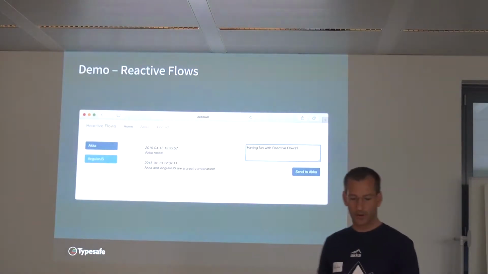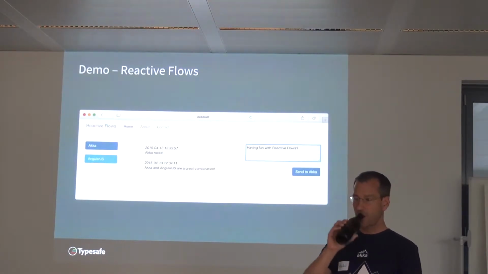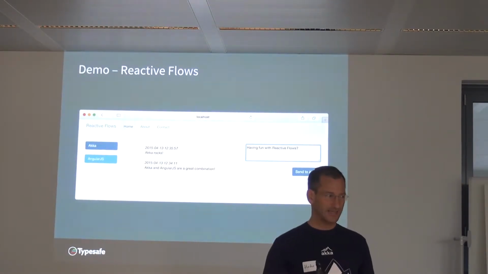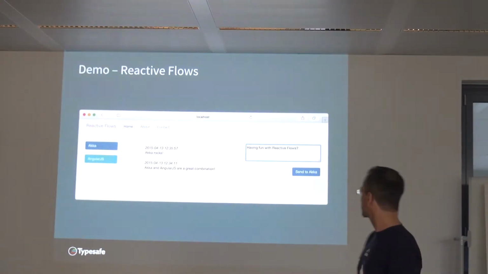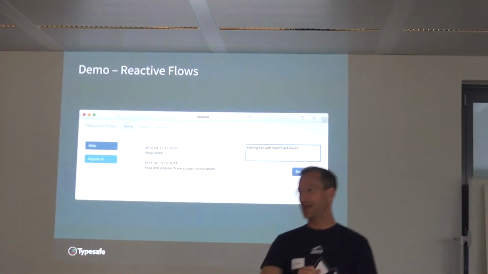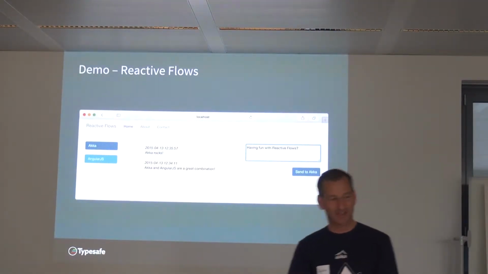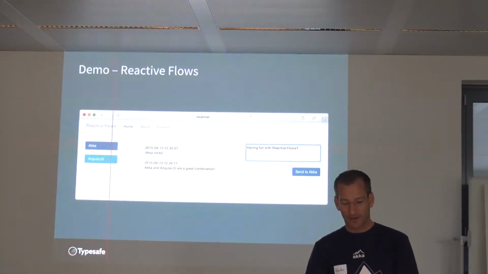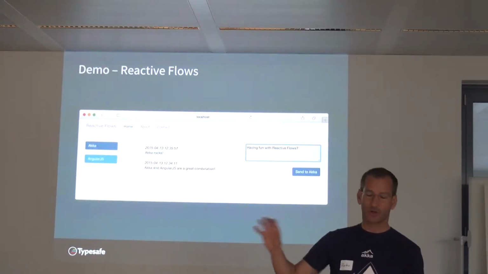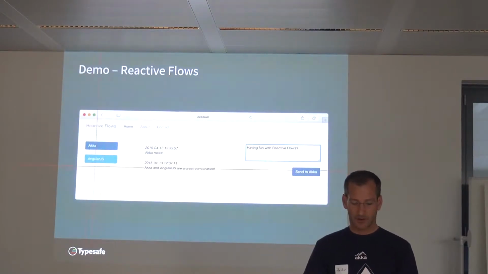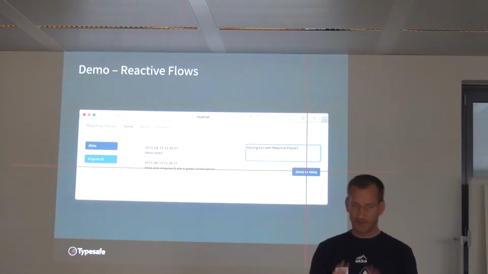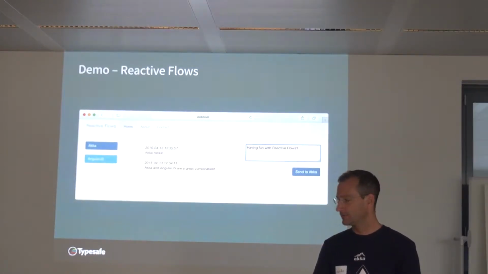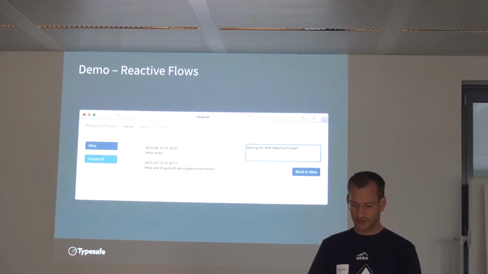Okay, so how are you going to see that? I'll have a demo for you guys. It's called Reactive Flows. There has to be reactive in the name, right? As you can guess from that screenshot, it is a chat application. The famous chat application. So here you have your chat rooms, which are called flows. As you can see here, there are two flows. And here are the messages, and here's a way to send messages to the current flow. Not too hard to understand, hopefully.